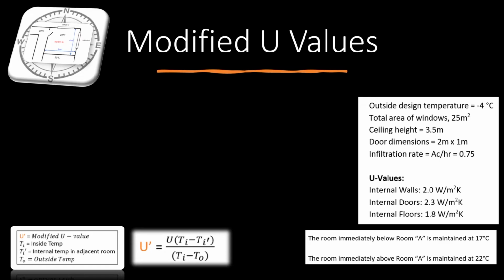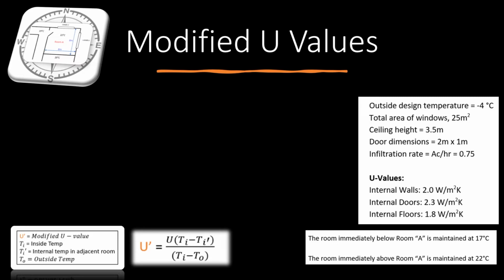A lot of stuff on the screen. Don't panic. Top left, I've got a wee map of my room with my little compass, so I don't get confused. Bottom left, I've got the different variables for my modified U value: my modified U value, my inside temp, my internal temperature of the adjacent room, the outside temp. Then to the right of that section, I've got U apostrophe equals U brackets Ti minus Ti apostrophe over Ti minus To. I think that's an apostrophe anyway.